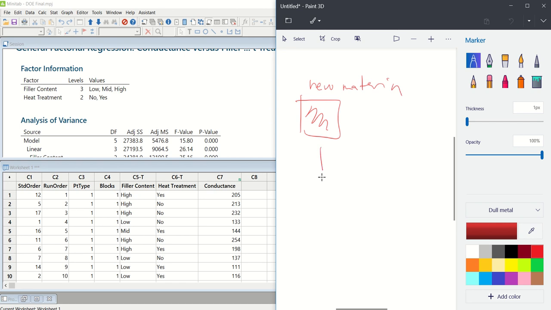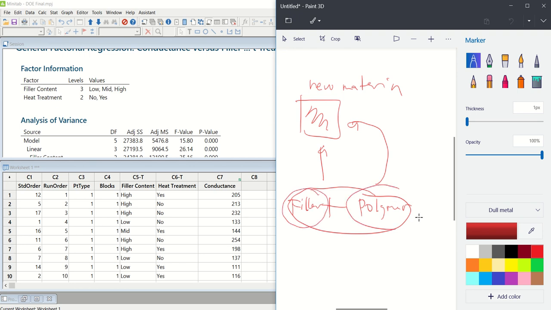And this material is a combination of a filler and a polymer. Okay? So, when I combine these two, I get a new material. But what I did is I used this one as factor A and this one is factor B. And I did 3 levels for the factor, which is low, mid, and high. And the polymer, lahat yan, constant yan. So, constant yan. Hindi ko ginamit sa experiment yan.